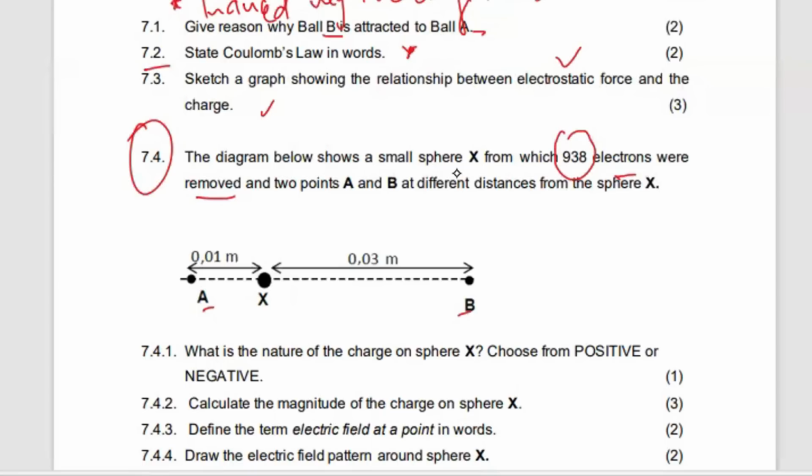Choose positive or negative. Now, since we have removed 938 electrons, whatever will be left will be more positive. So I'm going for positive since electrons were removed. It's not like they were sharing or transferring them equally.